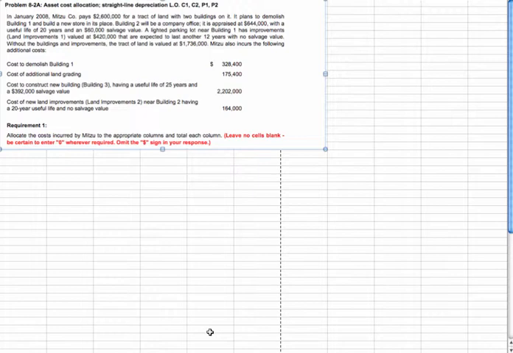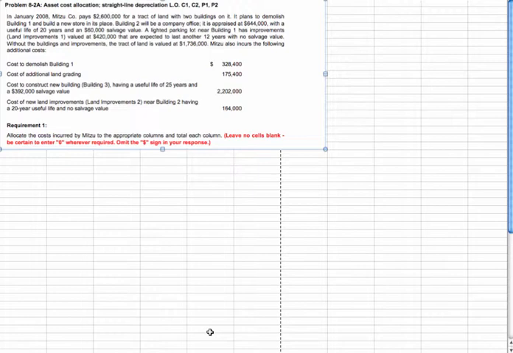The first part of this problem says, in January of 2008, Mitsu Company pays $2,600,000 for a tract of land with 2 buildings on it. It plans to demolish building number 1 and build a new store in its place. Building 2 will be a company office. So building 1 is going away and is not going to be used. Its intended purpose is to be a piece of land. Building 2 is going to be used.